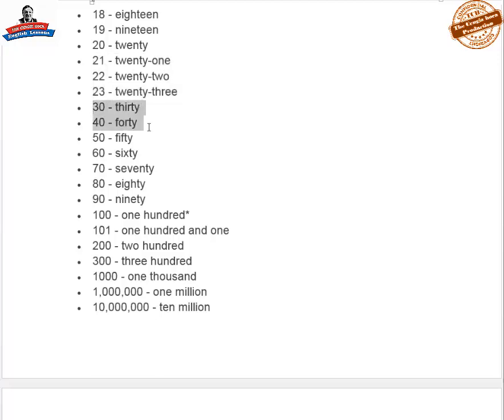30, 40, 50, 60, 70, 80, 90, 100, and then you continue with adding a normal number, 101, 102, 200, 300, and so on, 1000, 1 million, 10 million, and so on.